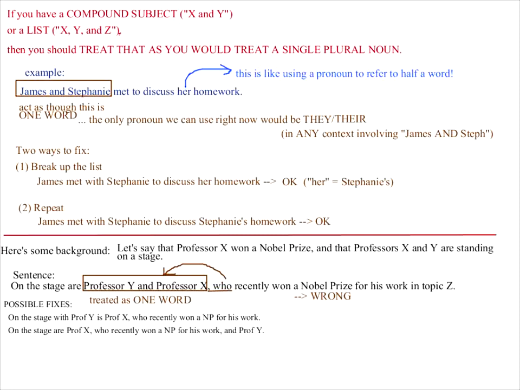There's another one that's on the list here that's also going to work. On the stage is Professor Y, along with Professor X, who recently won a Nobel Prize for his work. And then here's one more fix that I want to show you. Actually, I'll make this a quiz. On the stage are Professor Y. Let's still do Professor Y and Professor X.